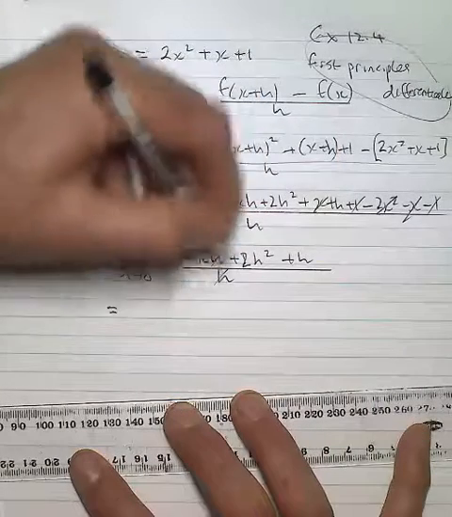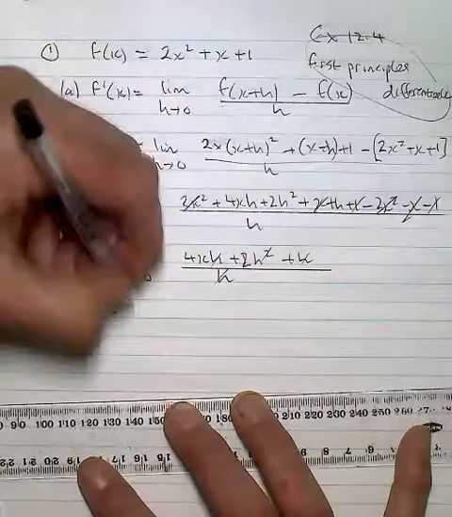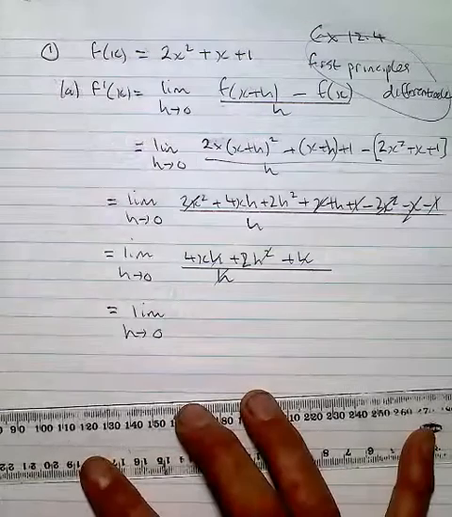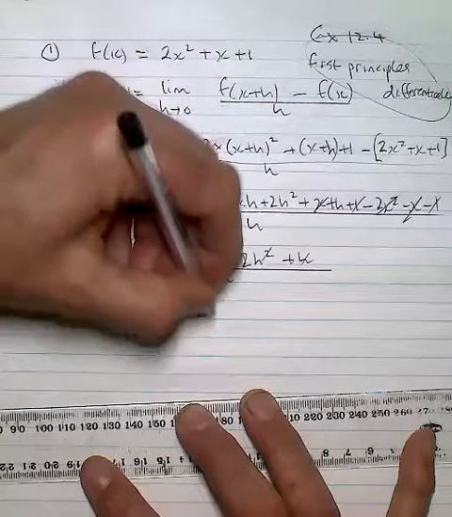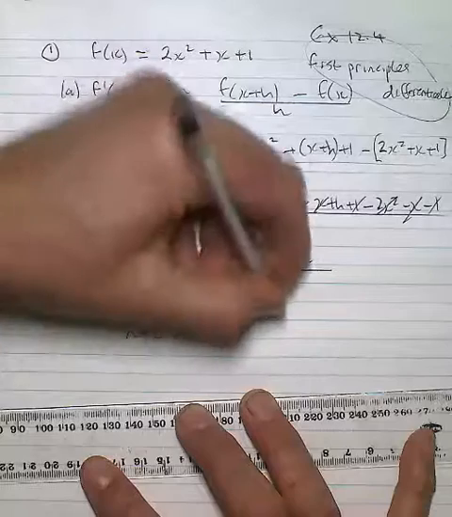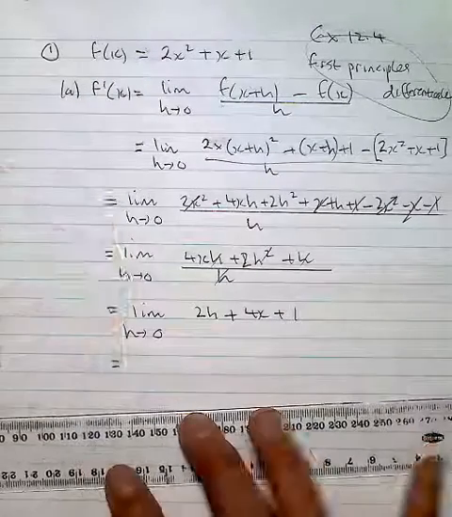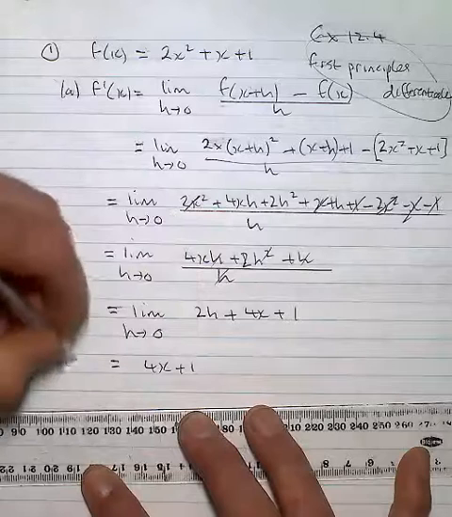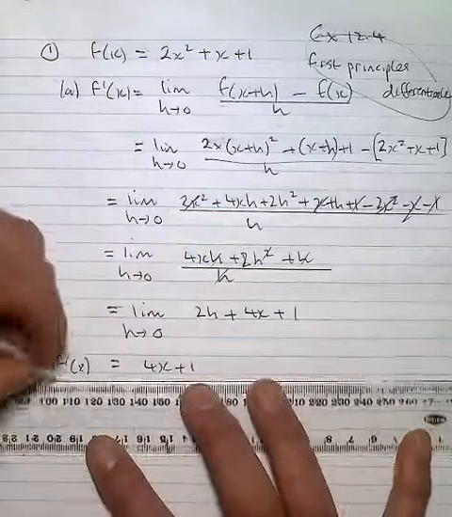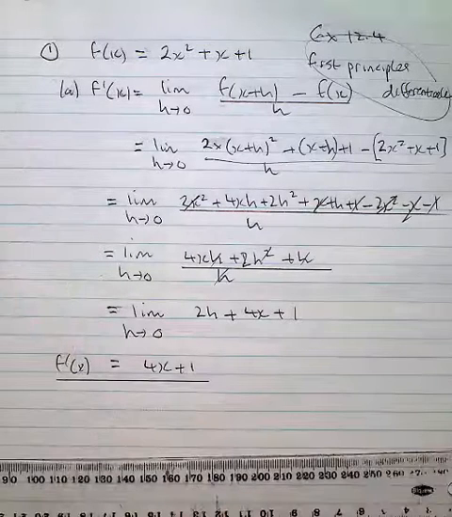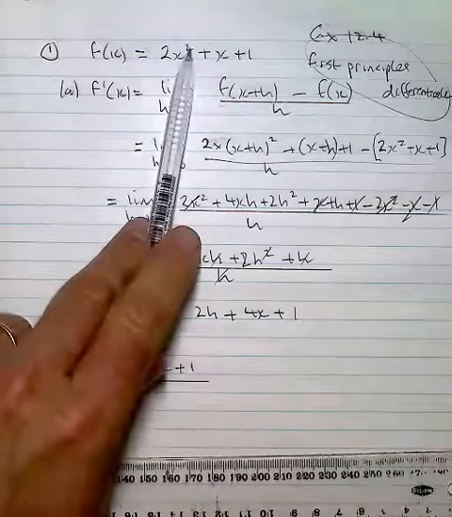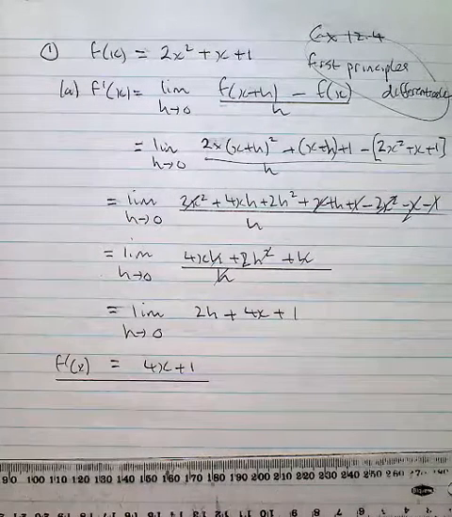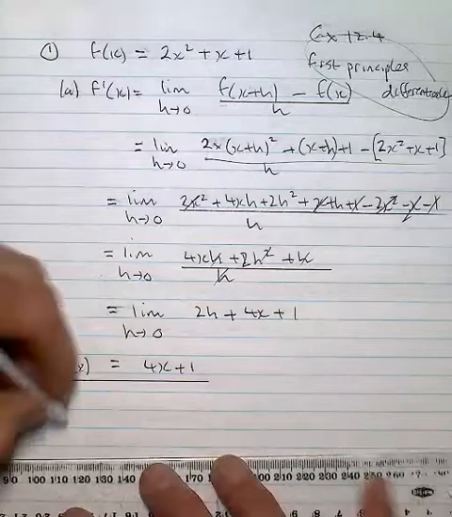cancelling the h out, and I'm left with 2h plus 4x plus 1. Now, as h approaches 0, that'll equal 4x plus 1. So, by first principles differentiation, the derivative of 2x squared plus x plus 1 is 4x plus 1.